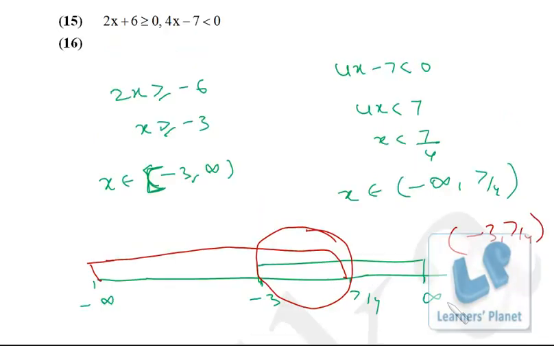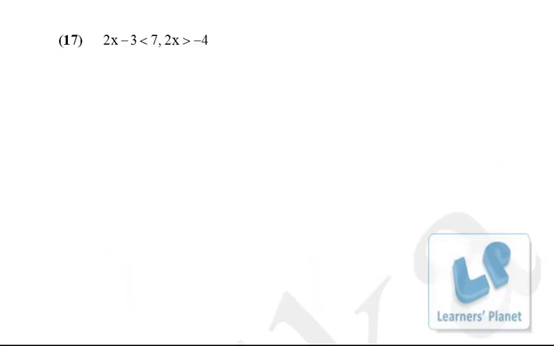So if x is between minus 3 to 7 by 4, this relation and this relation, both of them will be satisfied. And actually minus 3 is included. It is included, so it is included over here also. Similarly try this.